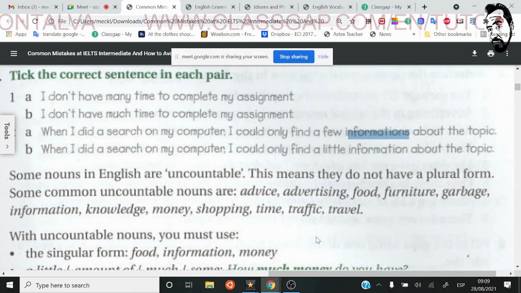So remember, this happens with advice, advertising, food, furniture, garbage, information. These are the most common ones. So remember, not plural, not a few, not many, not a number of, not plural verb, and not article.